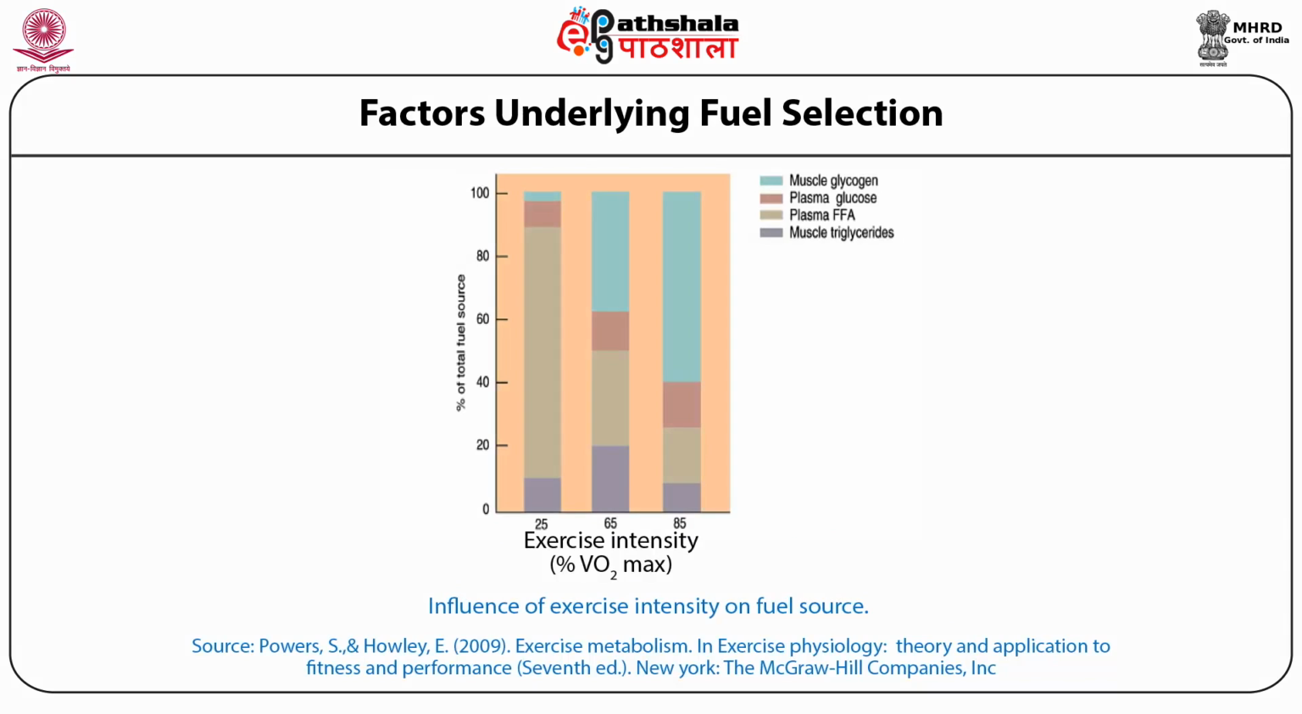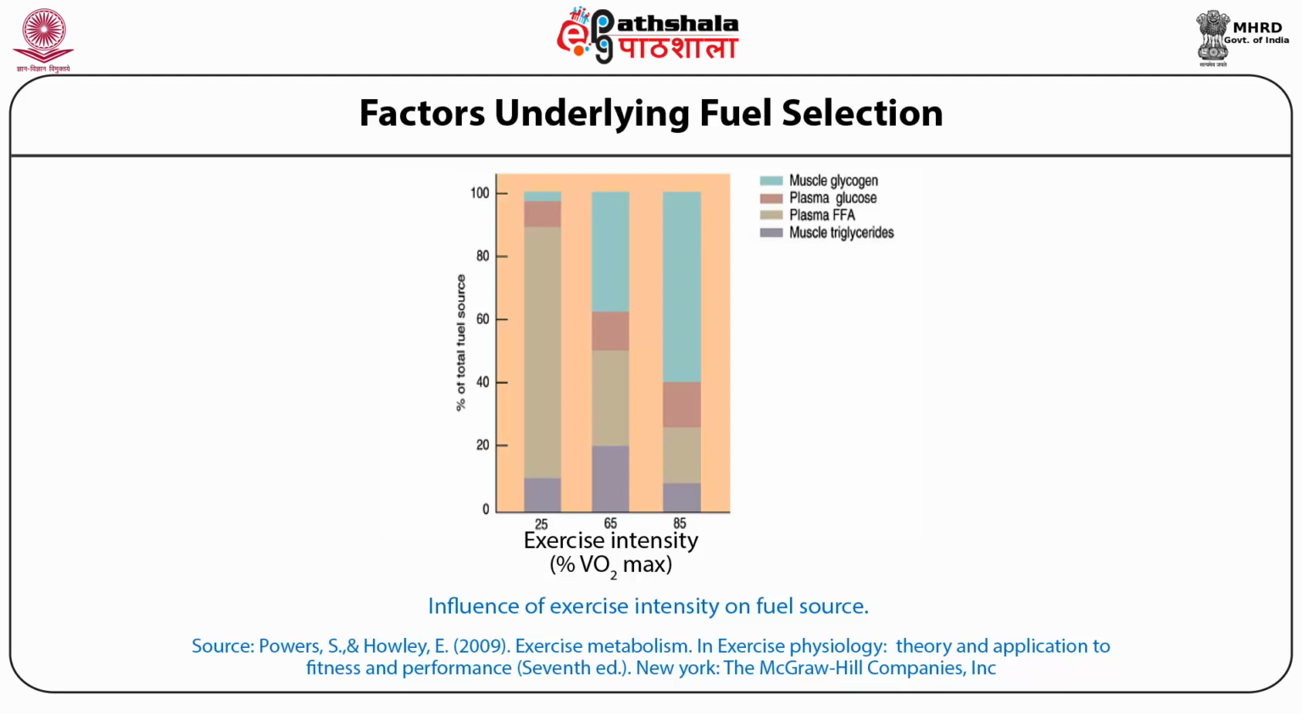Let's understand the factors underlying the fuel selection. The fuel selection and exercise intensity is one of the factors. At low exercise intensity, that is when VO2 max is approximately 20%, the total energy expenditure and total fat oxidation is low, but approximately 60% of the energy expenditure comes from fat.